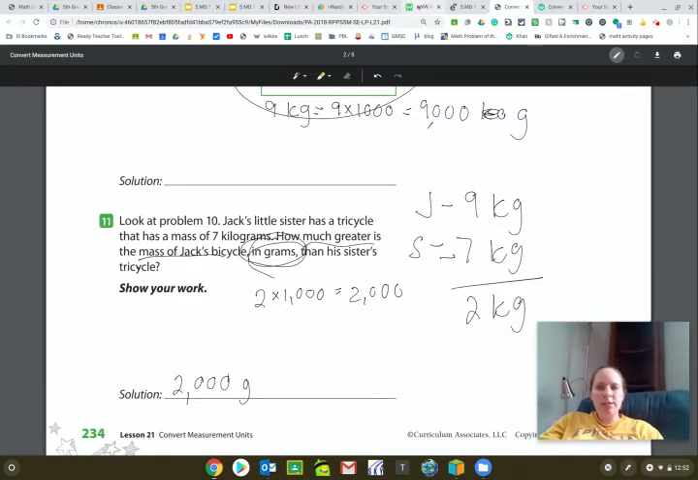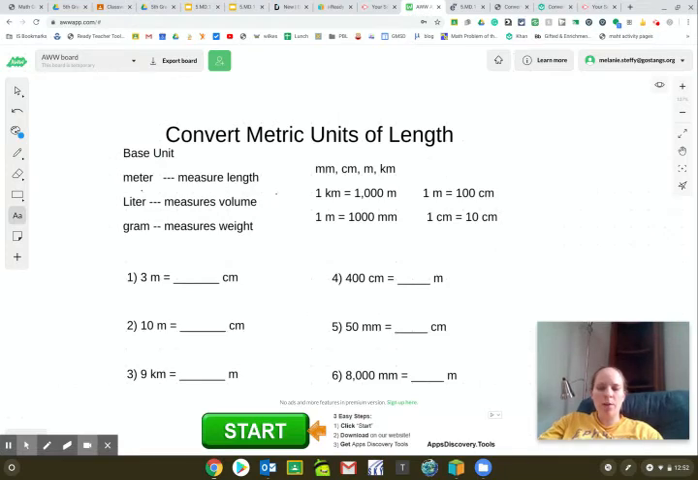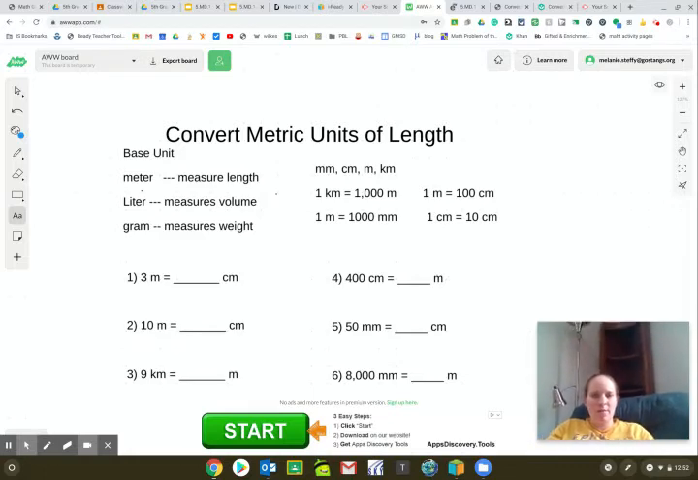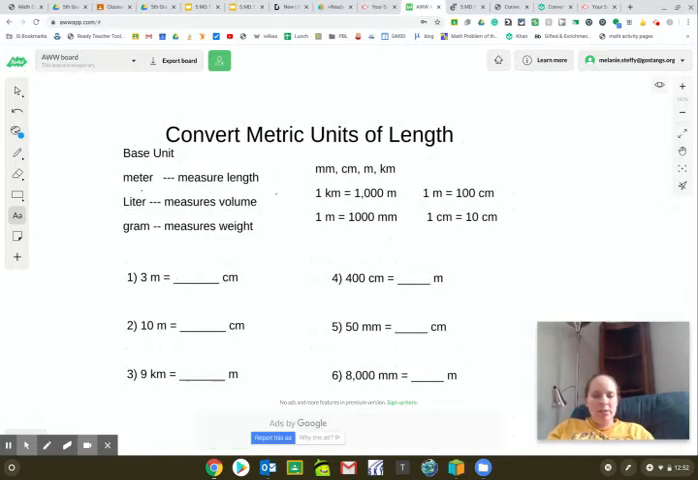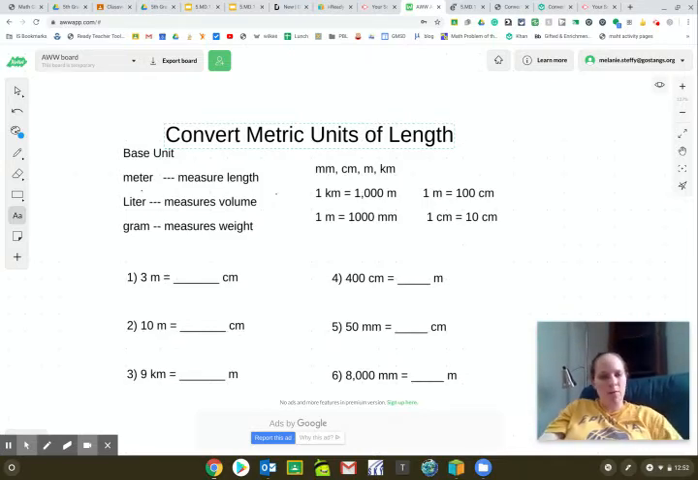So today, that was just a little review. Hopefully you were familiar with those, but we're going to continue with a little mini lesson on converting metric units of length, and this is what you're going to be practicing today. In order to convert metric units of length, you have to understand what the conversions are. I'm not going to have you necessarily memorize them because I'm going to provide conversion charts for you. But with the metric system, there's a base unit.